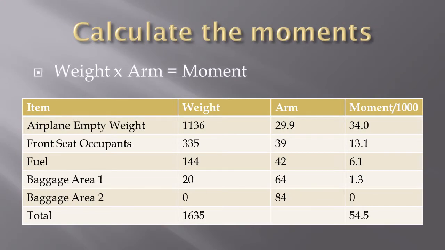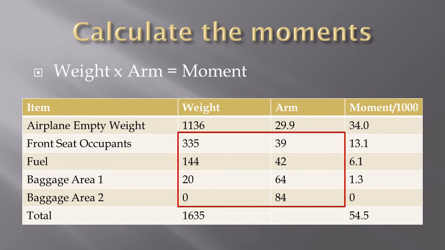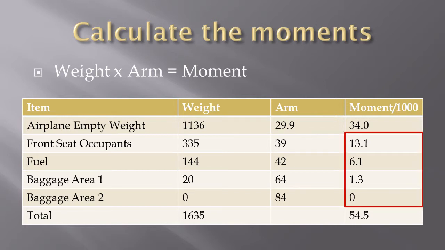The formula to calculate each moment is weight times arm equals the moment. We will do this for each line. The resulting moment is divided by 1000 before being recorded. We then add the moments together and enter the total.